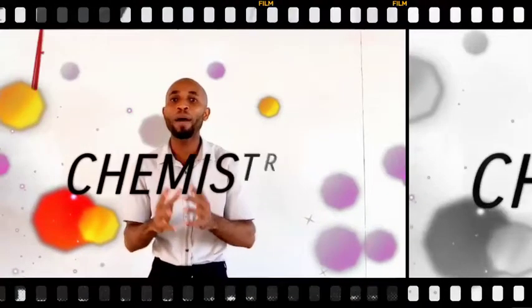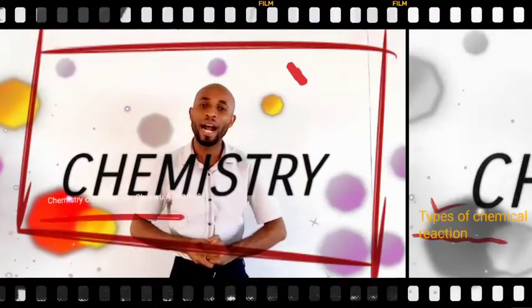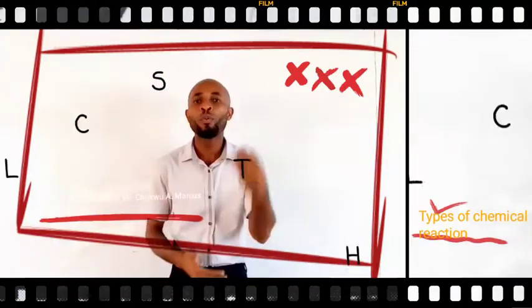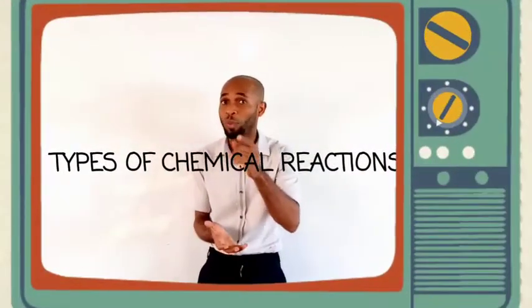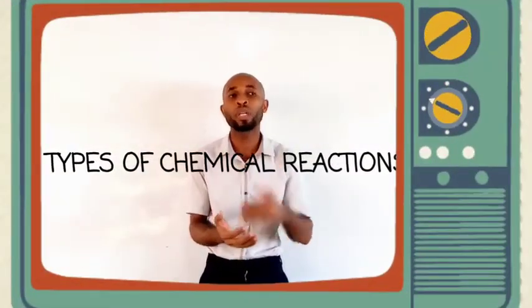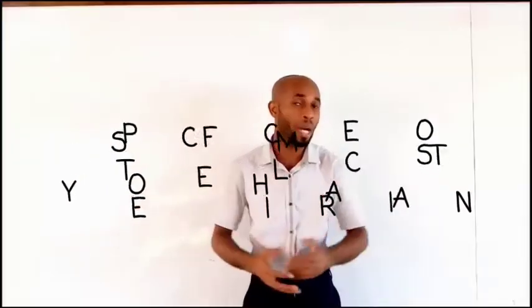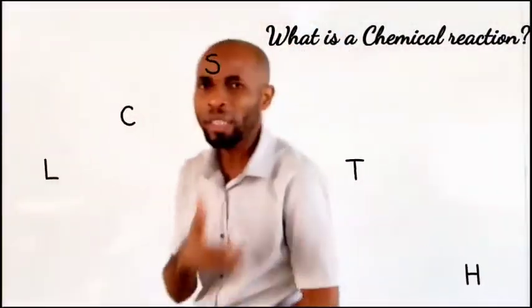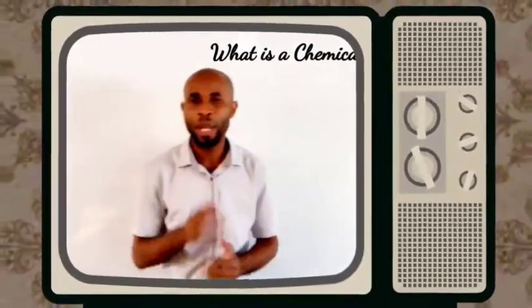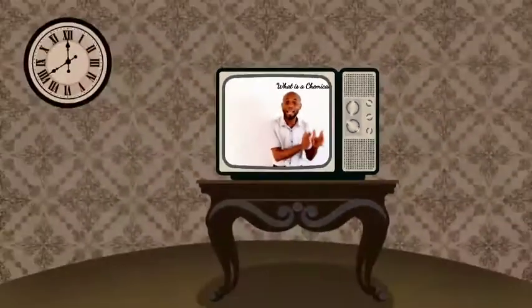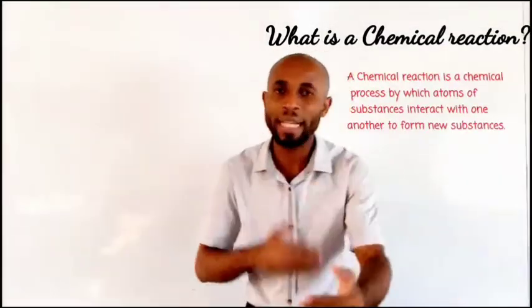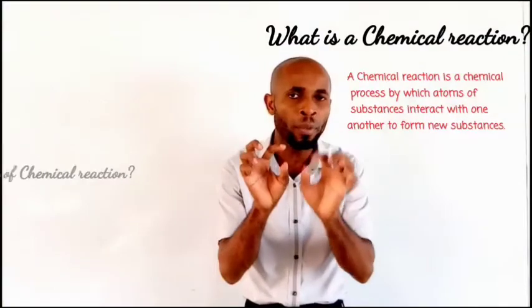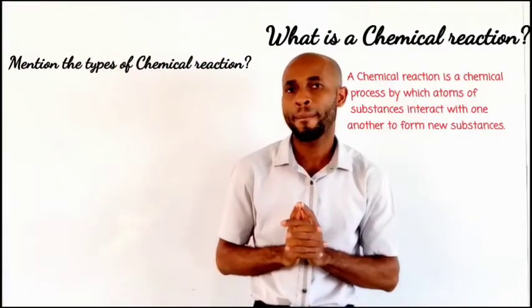I am very happy to have you here, and in this video we will be looking into types of chemical reactions. But before we go for these types of chemical reactions, it will be very important that we know what a chemical reaction is all about. If you are being asked what is a chemical reaction, a chemical reaction can be defined as a process by which atoms of substances interact with one another to form new substances.